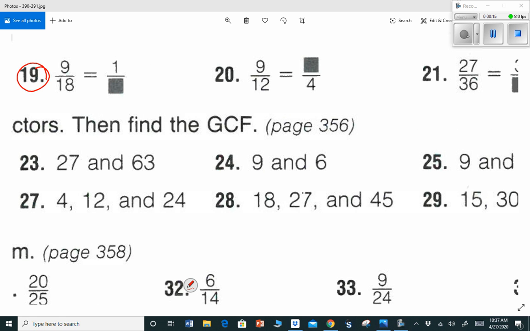Number 19. We have both numbers on the top this time. With multiplication or division, how do you get from 9 to 1? You divide by 9. If you divide by 9 on the top, you divide by 9 on the bottom. 18 divided by 9 is 2. So we're saying that 9/18 is the same thing as 1/2. And I think that one makes sense to you. If you cut the pizza into 18 pieces and you get 9 of them, didn't you get half of the pizza? Okay, so 9/18 and 1/2 are equivalent fractions.